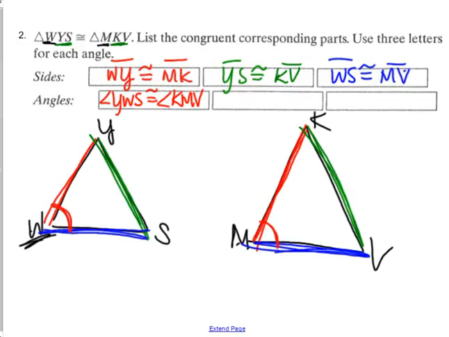All right, so then let's choose the next angle. The next angle will be WYS. WYS is going to be this one up here. Well, that's red and green. I'm going to look for the same one over on the other triangle. So that's going to be WYS is congruent to MKV.